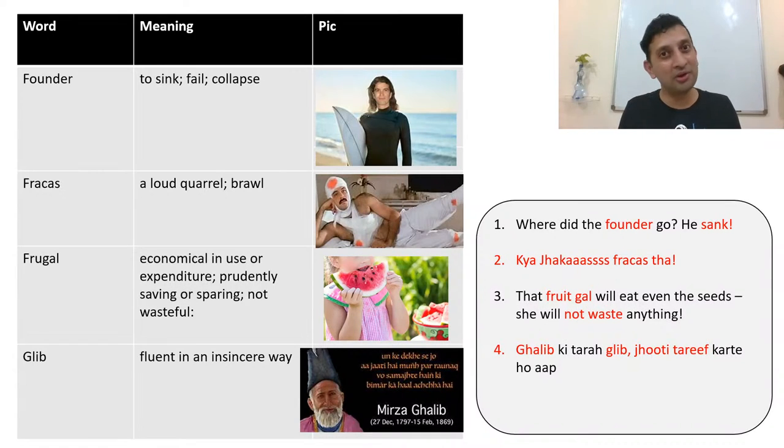Where did the founder go? He founded, he sank. Kya jhakas prakas tha bhai, bahut mara mereko. Jhakas prakas. A loud quarrel, a brawl. That fruit girl will eat even the seeds. She will not waste anything. She is frugal. Galib ki tarah glib. Jhooti tarif karte ho aap. But very smooth. I enjoy listening to that.